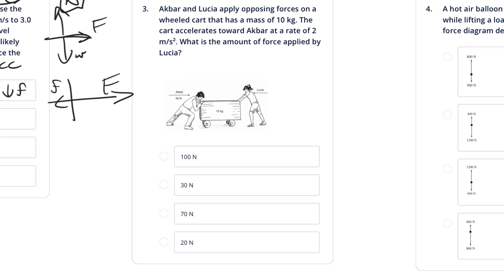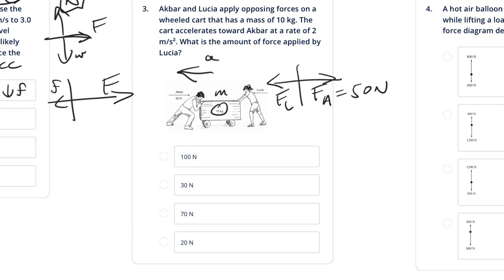Okay, this one, mass is 10 kilograms. Let's do a free body diagram. Here's Akbar, force of A equals 50 newtons. And the force of Lucia, I don't know what that is. That's what I'm looking for. The car accelerates towards Akbar. So since the acceleration is that way, I know that Lucia is pushing harder than Akbar. Where do you get these names?